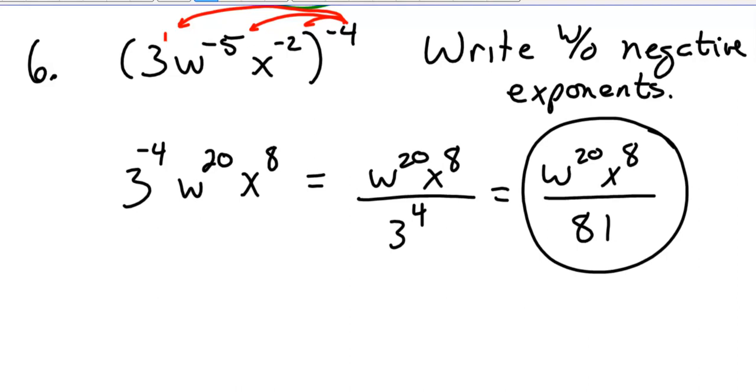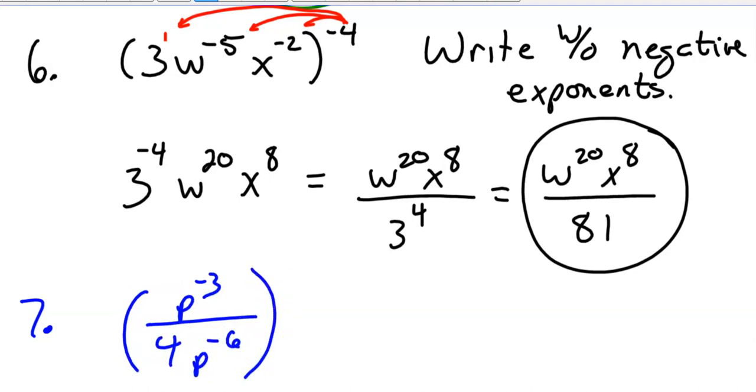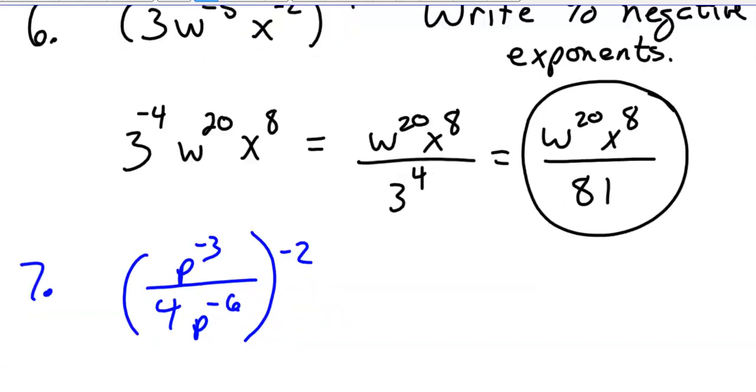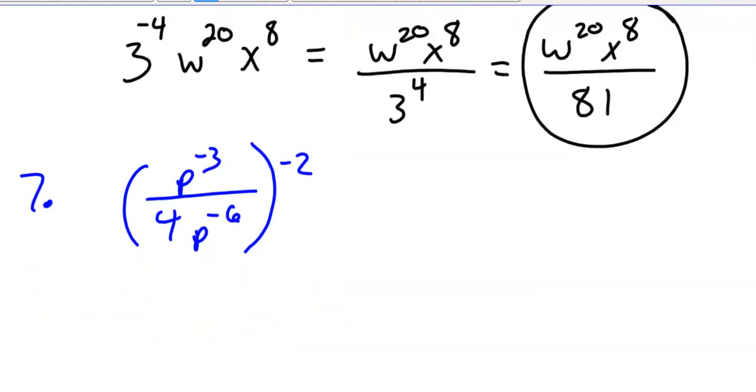Okay, and then the last one out of section 3. This one's got a couple of different routes you can go. On the inside of the parentheses, we've got p to the negative 3 and then p to the negative 6. You still have the negative 2 on the outside. And the one thing you want to think about that's not really here is that it is technically 4 to the first power.